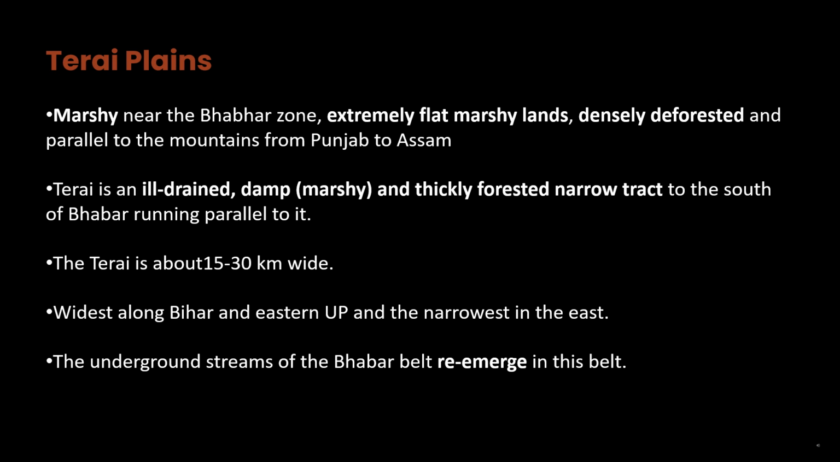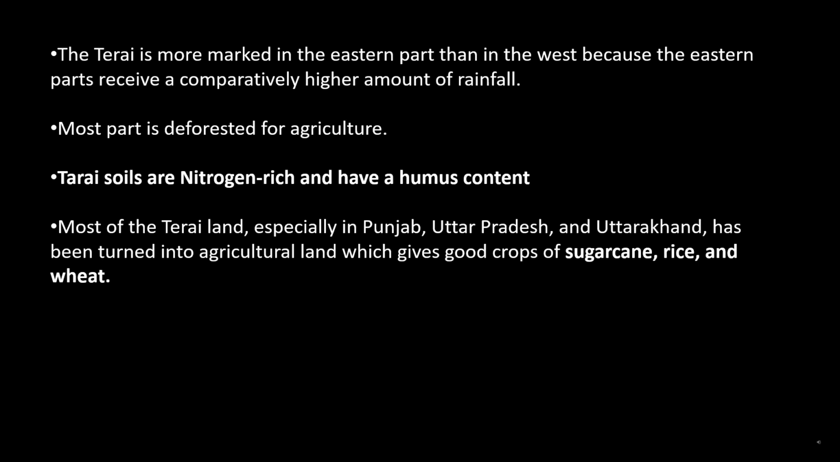The Terai is about 15 to 30 kilometers wide. Widest along Bihar and eastern UP and the narrowest in the east. The underground streams of the Babar belt re-emerge in this belt. The Terai is more marked in the eastern part than in the west because the eastern parts receive a comparatively higher amount of rainfall. Most part is deforested for agriculture. Terai soils are nitrogen-rich and have humus content. Most of the Terai land, especially in Punjab, Uttar Pradesh, and Uttarakhand, has been turned into agricultural land which gives good crops of sugarcane, rice, and wheat.